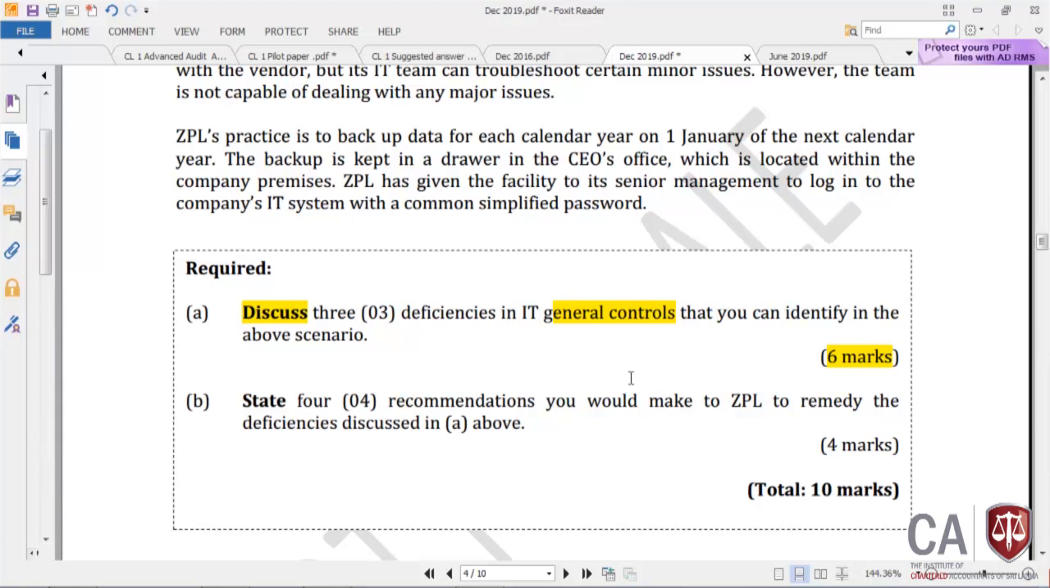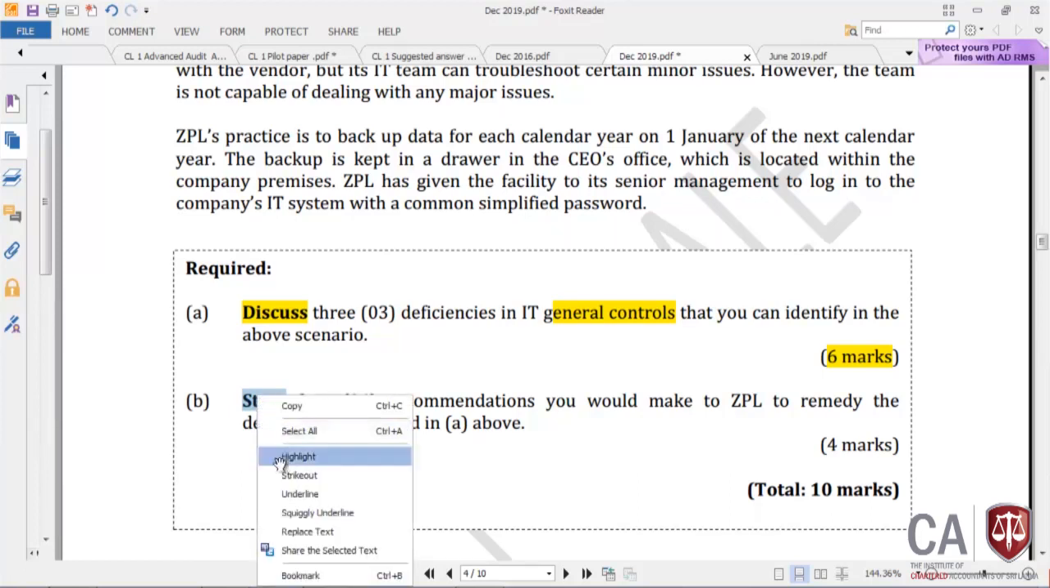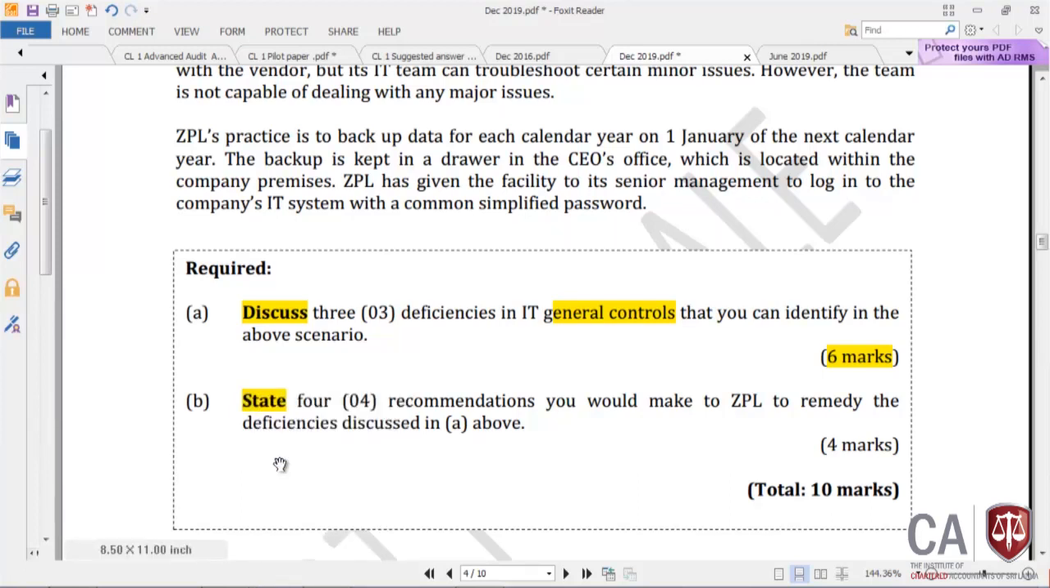Part B, state 4 recommendations. Again the action verb is state. When you see the action verb state, you need to understand that you are not supposed to elaborate, but you just give the answer.